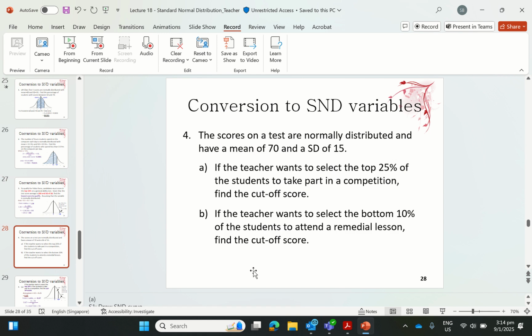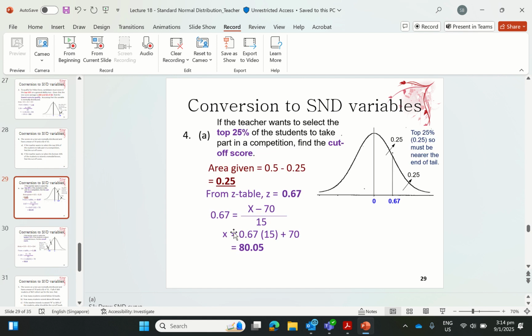So same thing here, you can go through. Okay, so select the top 25%. Same thing here, 25%. But it's the top 25, so it's on the right side. But you only want the area near the center, so you have to minus from 0.5. In this case, it's the same: 0.5 minus 0.25, you get 0.25 also. Then use it to get a Z value from the Z table, the Z value is 0.67, and then you substitute to get your X. Okay, so it's similar to the previous question.